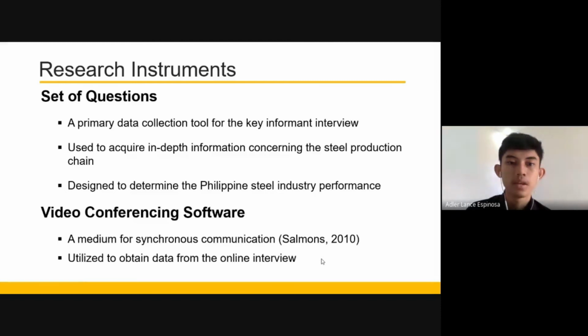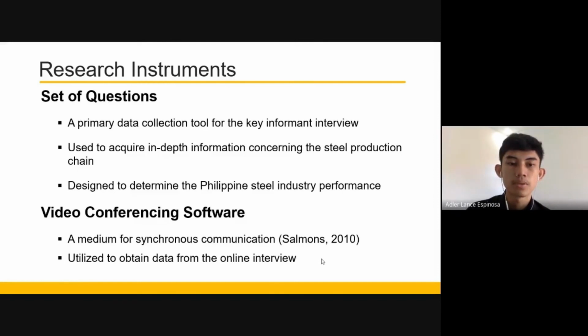The data tool intends to acquire in-depth information concerning the steel production chain, from sourcing the raw materials to the post-production process. The formulated interview questions are designed to determine the Philippine steel industry performance in terms of its available raw materials, available courses or training programs, and steel production processes present in the country.